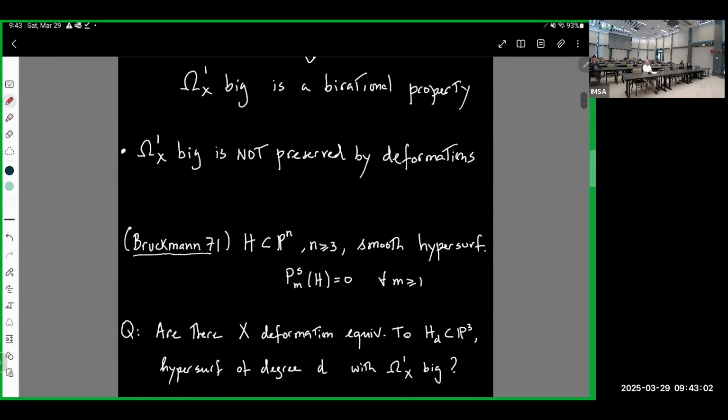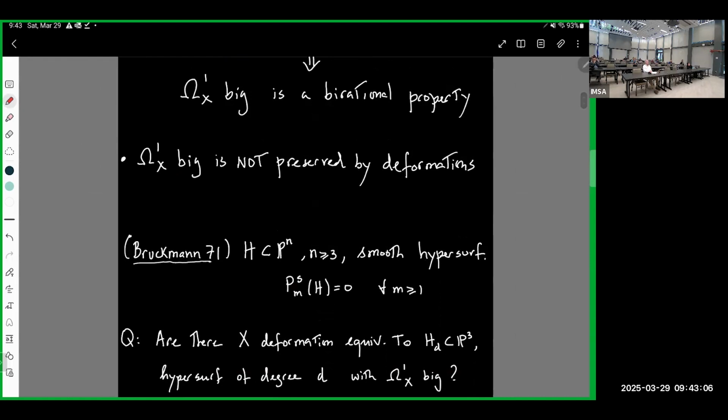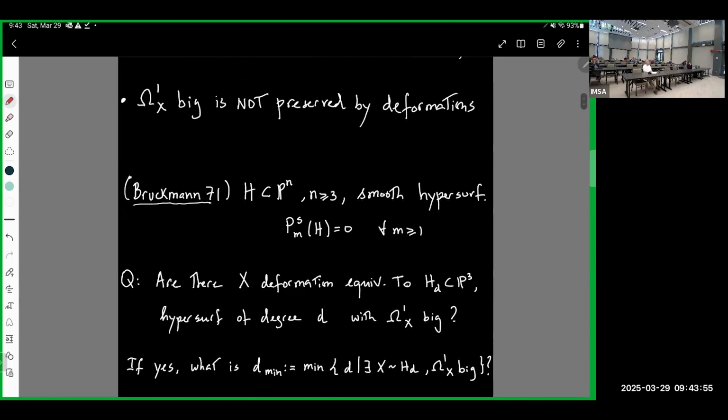So you show that there are no symmetric differentials, but then the question that came, by Demailly, was: are there deformations? Can I deform a smooth hypersurface to a smooth surface which has big cotangent bundle? So you have a family. The general member is a smooth hypersurface, so no symmetric differentials, but there's a special member with big cotangent bundle, so an abundance of symmetric differentials. This is an example of the fact that symmetric differentials are not preserved by deformations. And of course, then the question was, if you can do that, how low can you go on the degree?